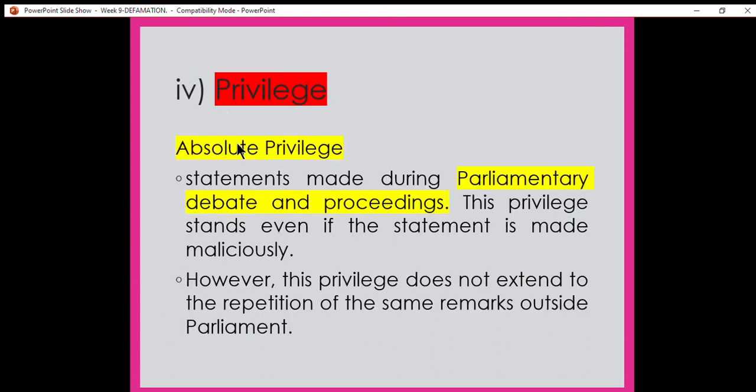Okay, the next defense is privilege. Privilege may be divided into two: absolute and statutory privilege. Absolute privilege is a statement made during parliamentary debate and proceedings. This privilege stands even if the statement is made maliciously. But take note, this is made during parliamentary debate and proceedings only. This is because this privilege does not extend to the repetition of the same remarks outside parliament.